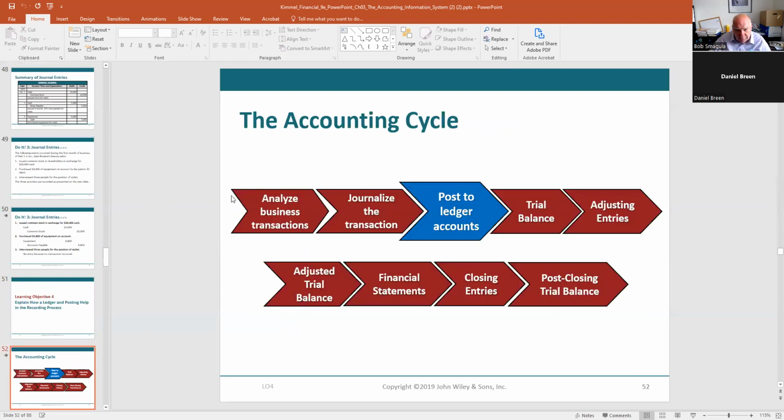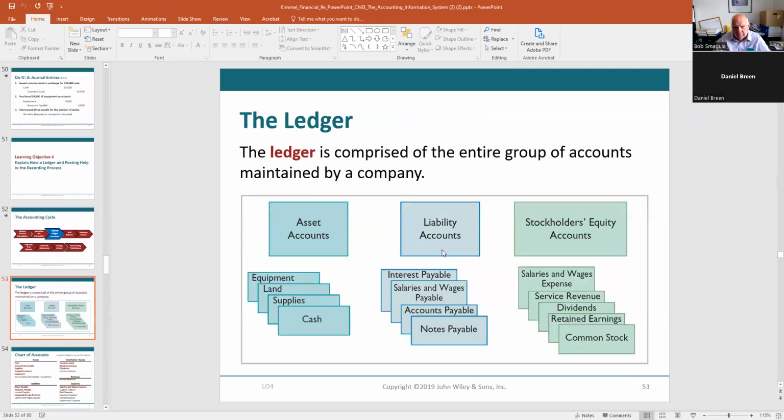So we analyzed the transactions to begin. We learned the journal entries. Now we post to the ledger, to the general ledger. The ledger, that's the books of the company. I want to see the books. He's cooking the books. Let's check the book. This is the general ledger. This is the accounting Bible for the company.